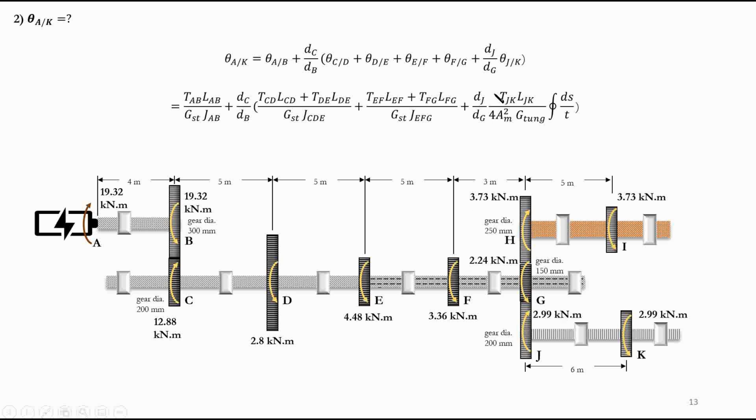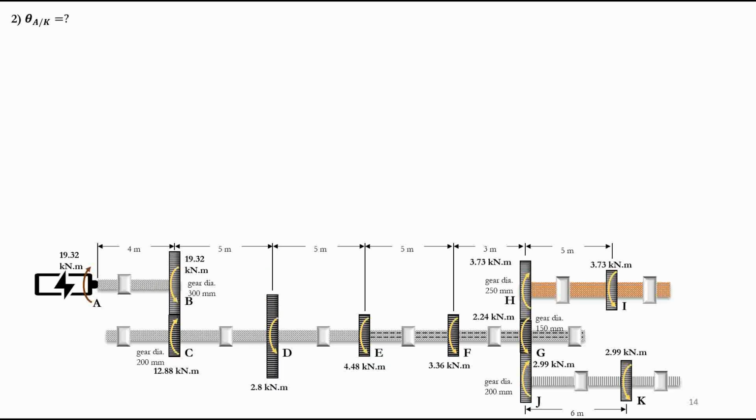Plus, I go to theta J with respect to K. So JK is a hollow thin-walled section. For this hollow thin-walled section, I have this formula: TL over 4 times the area of the median squared times G times t, multiplied by the integral over the area of ds over t, the side over the thickness. We're going to calculate all of these later, basically on the next page. So now we can simplify our formulas.